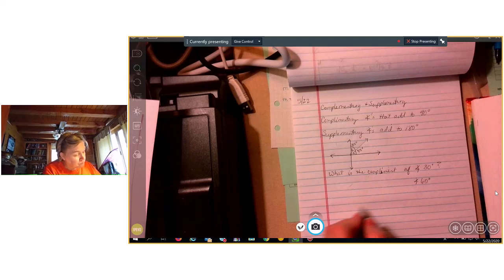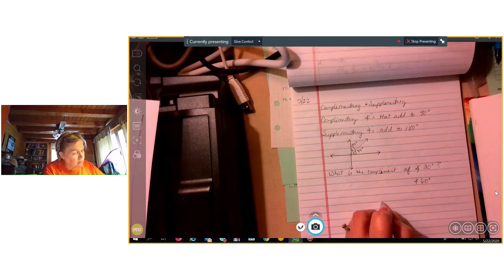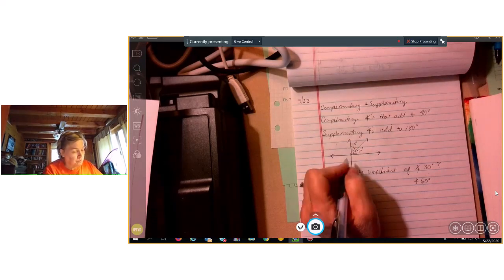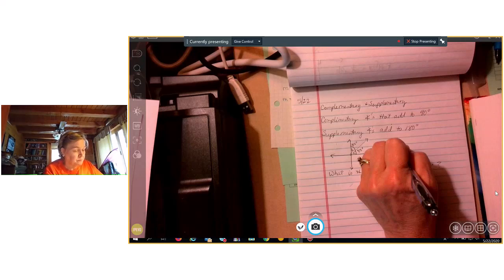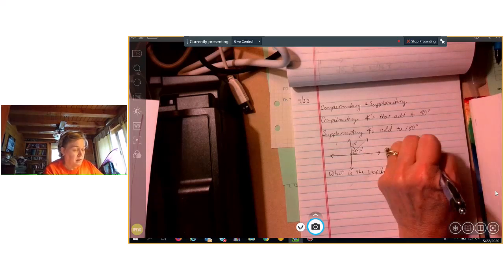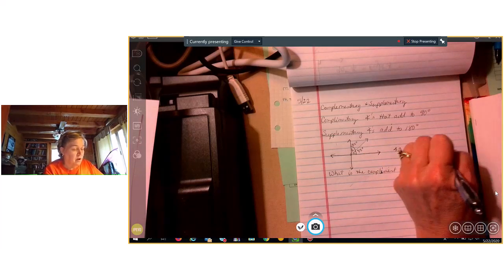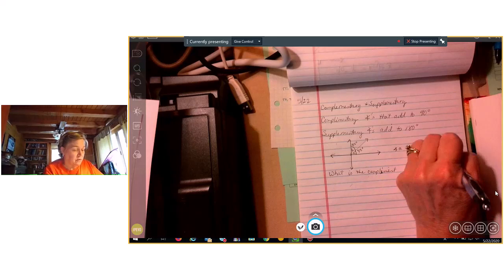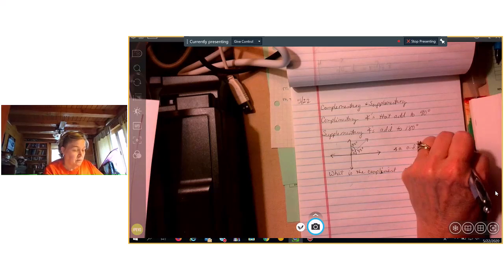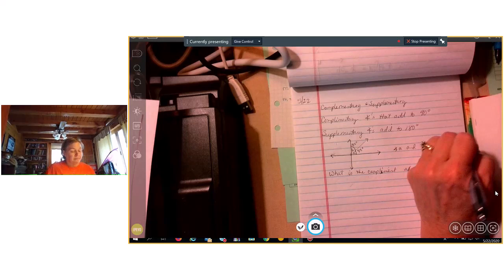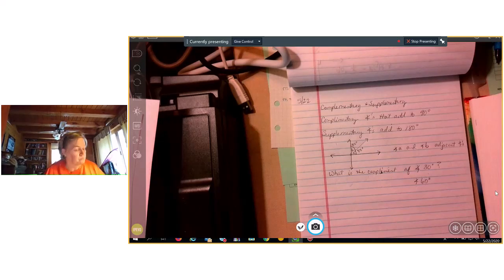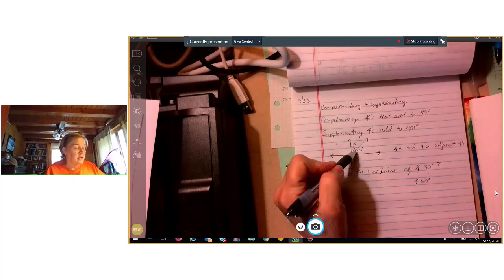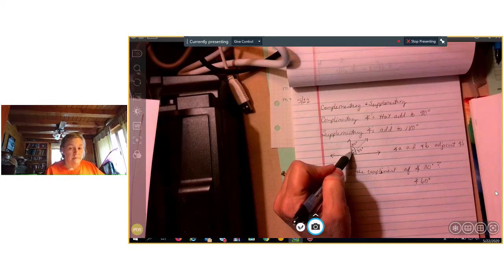Now, these two angles here, angle A and angle B, are also called adjacent angles. They're adjacent because they actually share a side in common.